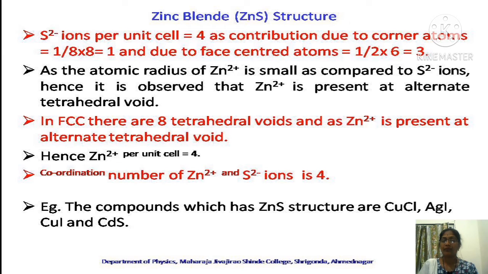If we want to find the coordination number, as I have just explained, Zn2+ is surrounded by 4 S2- ions, and S2- ions are surrounded by 4 equidistant Zn2+ ions, and hence their coordination number is 4. Such a crystal structure is observed in CuCl, AgI, CuI, and cadmium sulfide. So this is related to the crystal structure of zinc blende, that is ZnS. So let's revise once again the crystal structure of zinc blende.